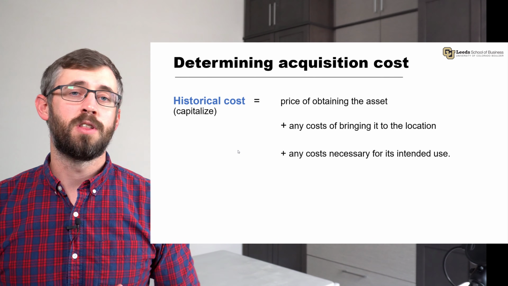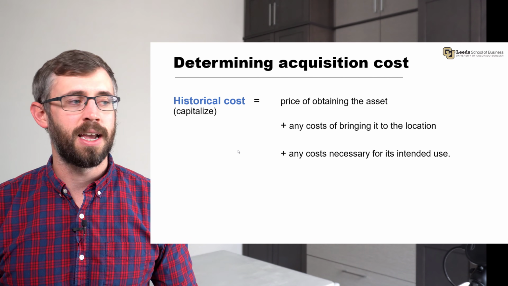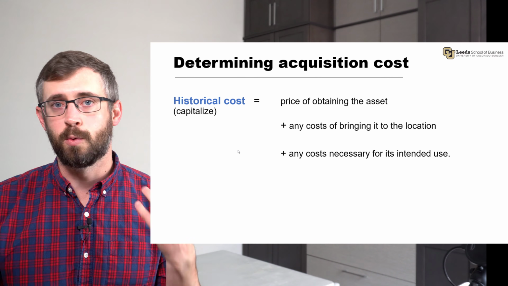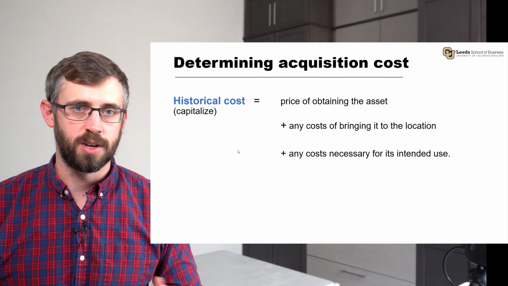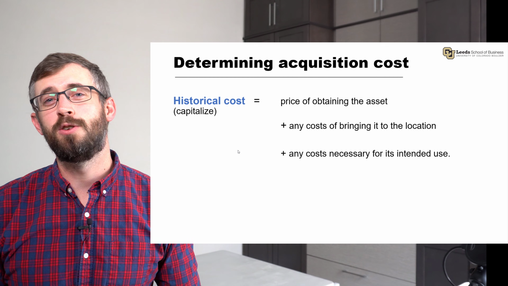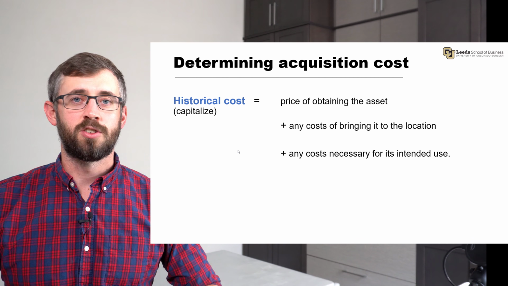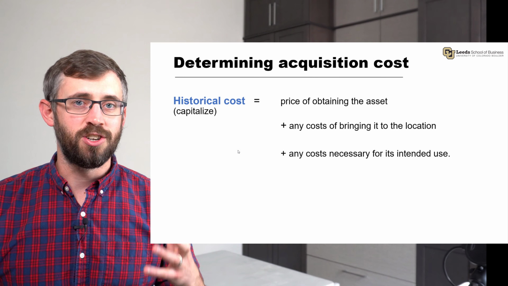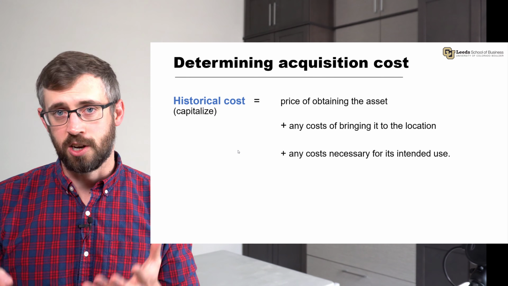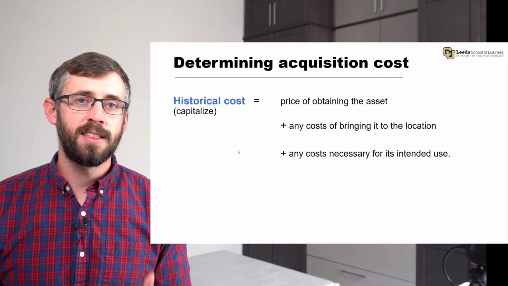We're going to include the price of obtaining an asset. We're going to include any costs that we have to pay to bring it to where we need that asset, so any shipping, handling, delivery costs, etc. And we're going to include any costs we incurred to get it ready to use. So it's going to include a lot more than just the price, the MSRP of the asset that we're buying. It's going to include everything to get it ready.